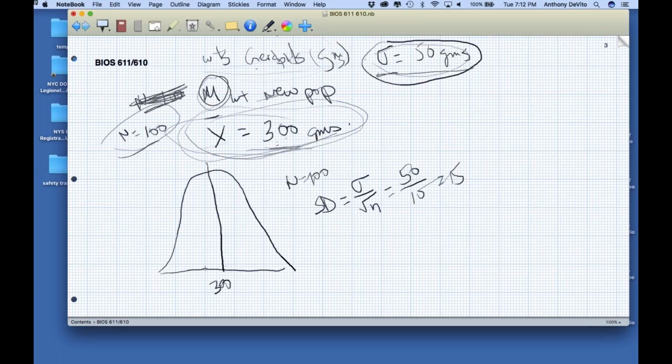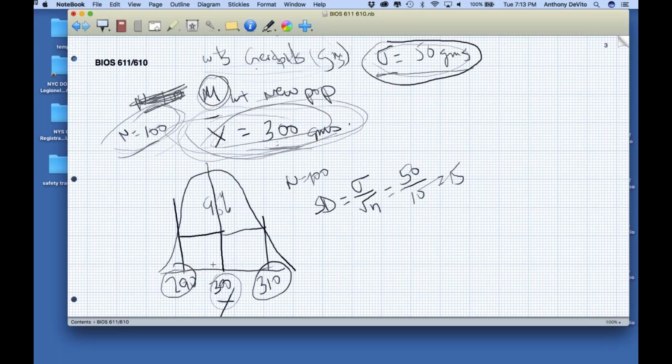So say 300, and two standard deviations below would be 290. Two standard deviations above would be 310. And I would say, I would expect that if I took repeated samples and the mean were really 300, 95% of the time I would get a sample mean, if I sampled 100 gerbils, between 290 and 310. Well, the problem here is I don't know the true population mean, do I? I only know what my sample is, right? My sample was 300 grams.